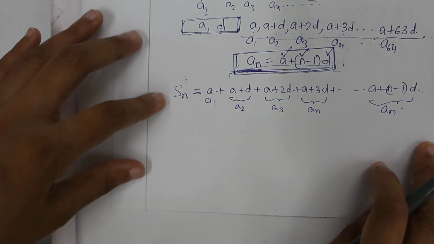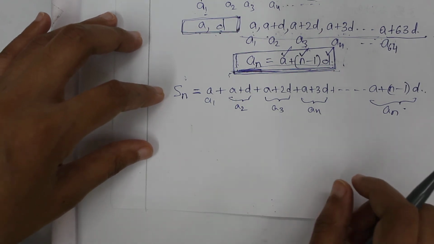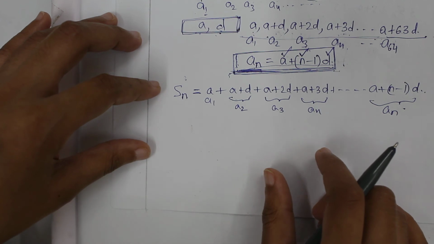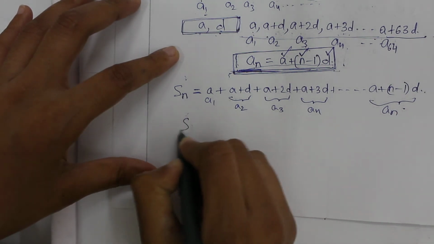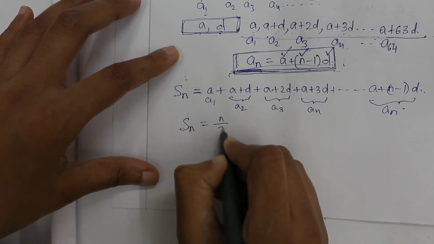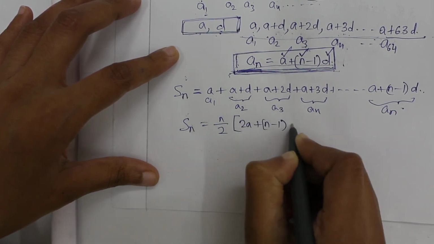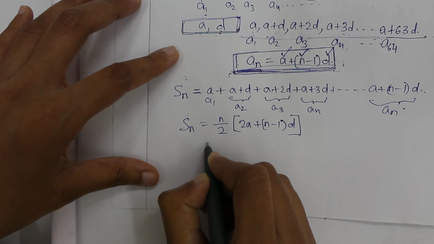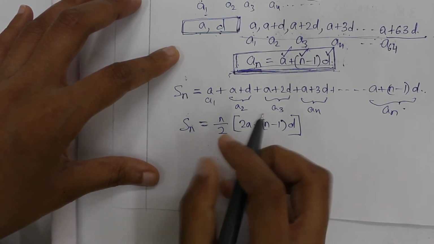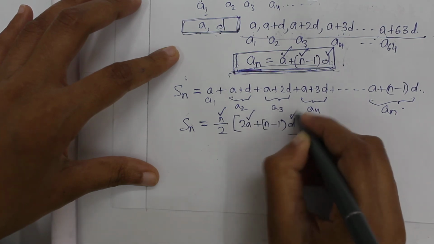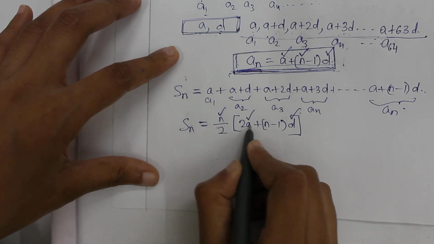So Sn gives the sum of the first n terms of the arithmetic progression. So what is the formula for Sn? There is a formula for Sn which you can use to quickly calculate the sum of the terms of the arithmetic progression. So Sn is equal to n by 2 into 2a plus n minus 1 into d. Here n is the number of terms, a is the first term, d is the common difference. We know these terms, right?